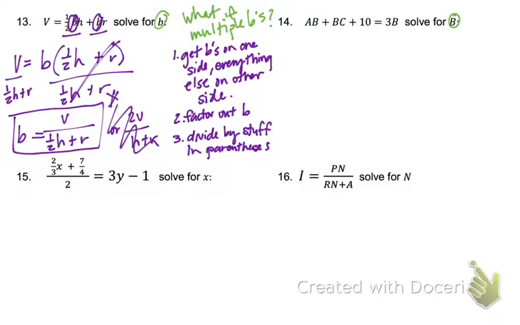All right, number 14, same thing, okay? Gonna circle all of my b's, 1, 2, 3. Step number 1, get the big B all on one side, everything else on the other side. So that means AB plus BC minus 3B all need to be on one side, and the 10 gets the boot to the other side, negative 10.